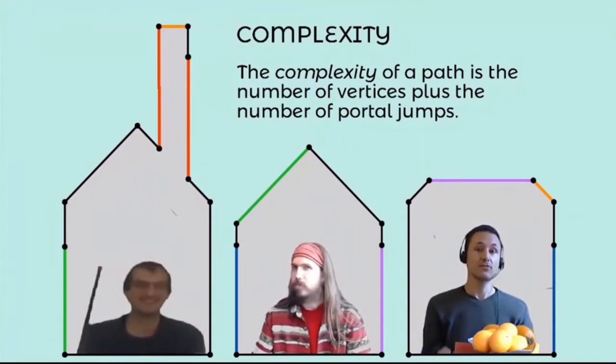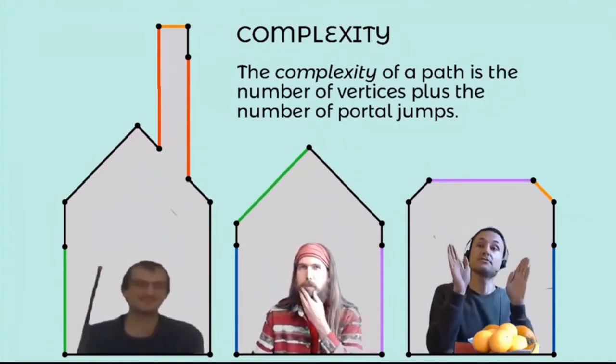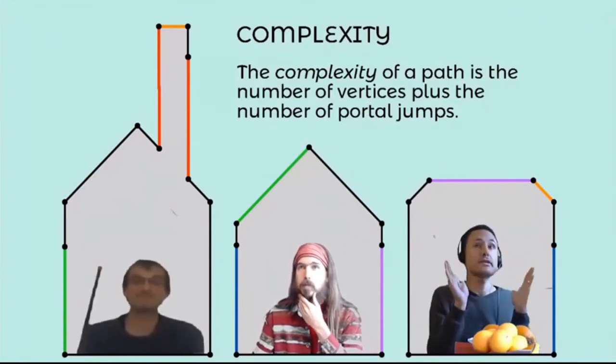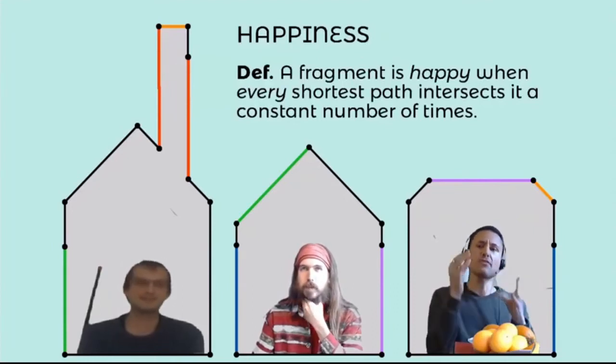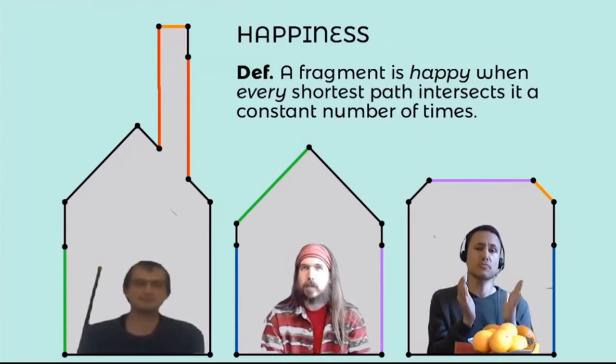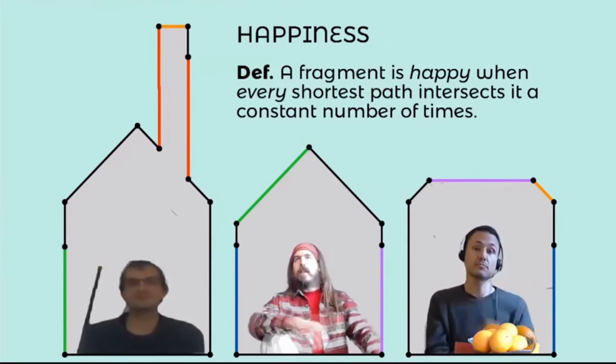I have to say that my fragment looks much nicer, has a better shape. I would say mine is a happy fragment. What do you mean, happy? Well, my fragment doesn't have any long and thin parts, so no shortest path, I think, will go through it many times, as happens in yours. That's a good point, right?